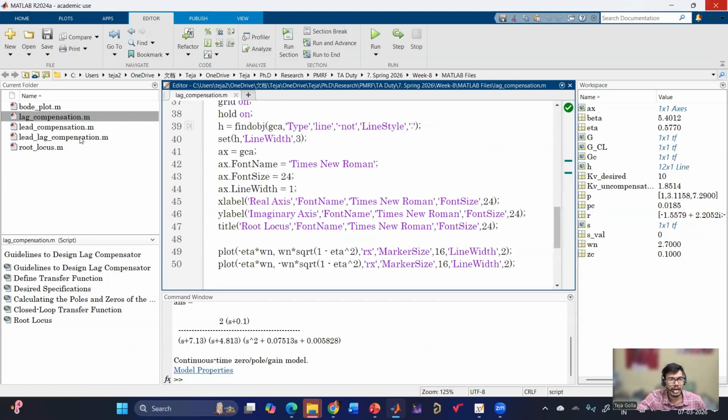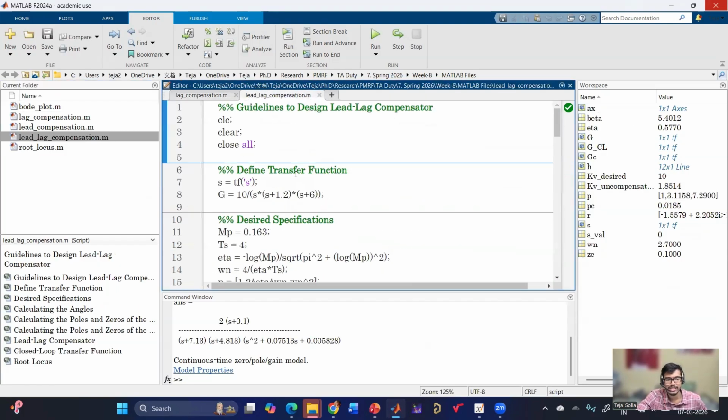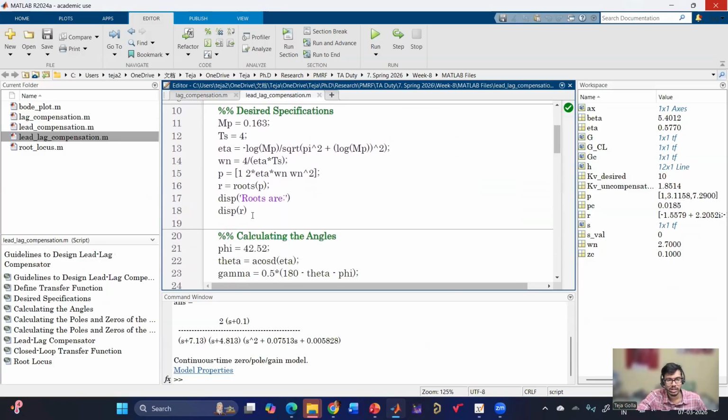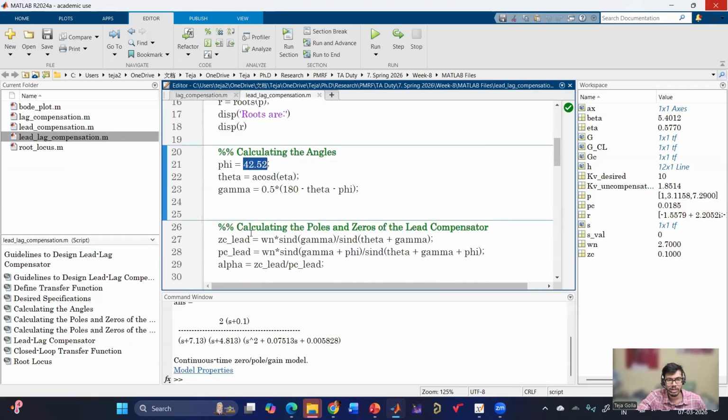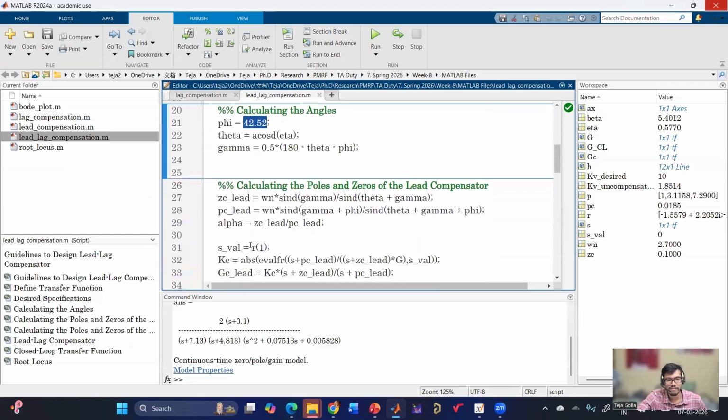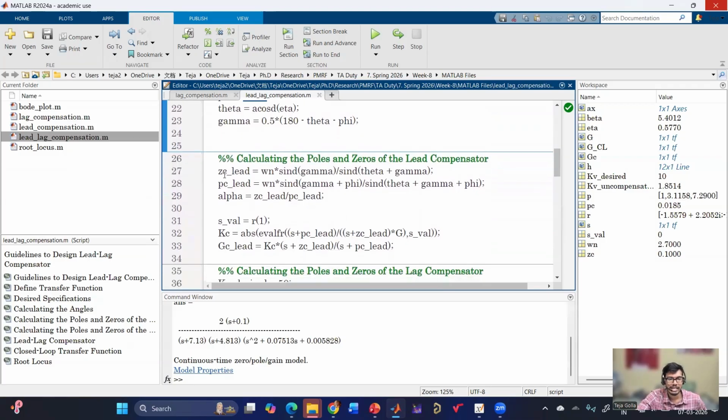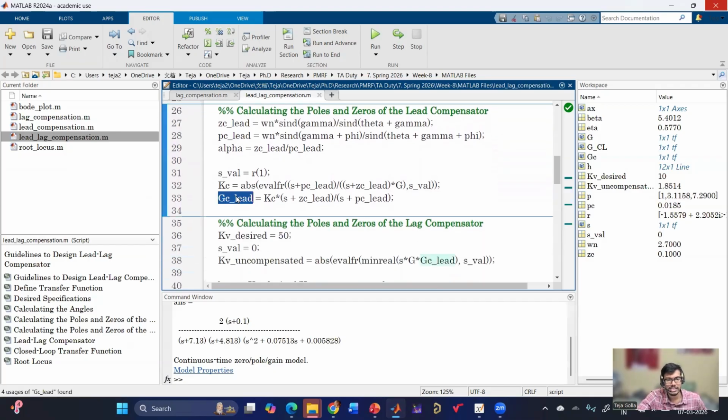Then coming to lead lag compensation. So in this case, a simple gain will not meet the transient requirements. So again, we have defined the transfer function and the desired pole locations. And then first we have to design the lead compensator. So first I have calculated the angles. Again, this is coming from the angle criteria, theta and gamma formula. And then first I have designed the lead compensator by calculating Zc lead, Pc lead, and alpha. Then Kc can be obtained from the gain criteria. I have obtained Gc lead.